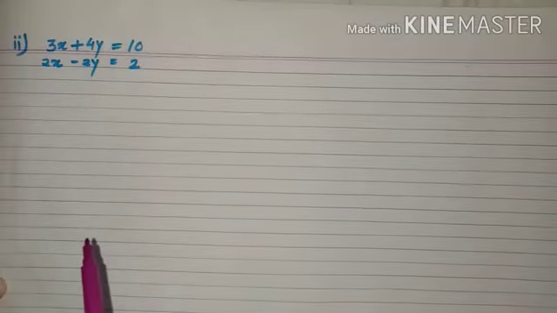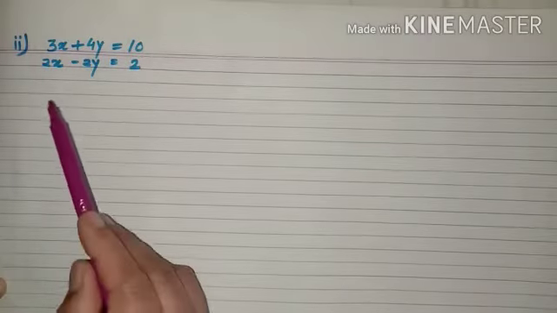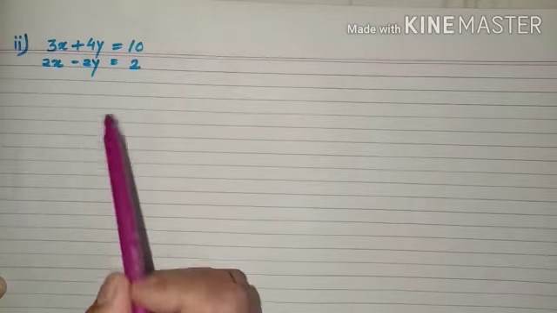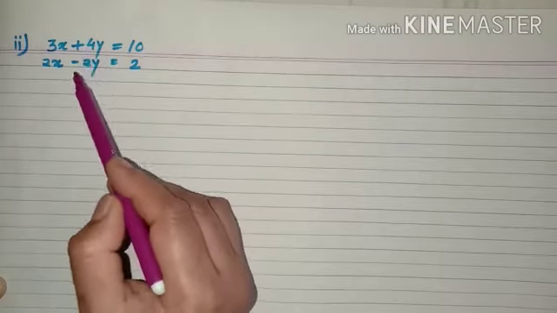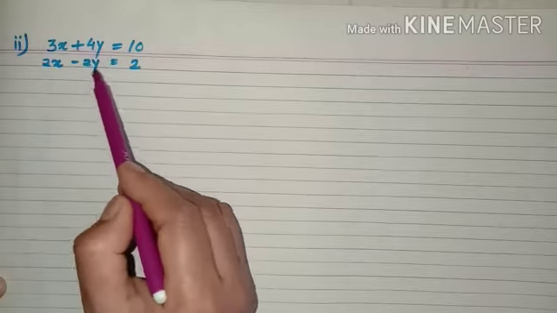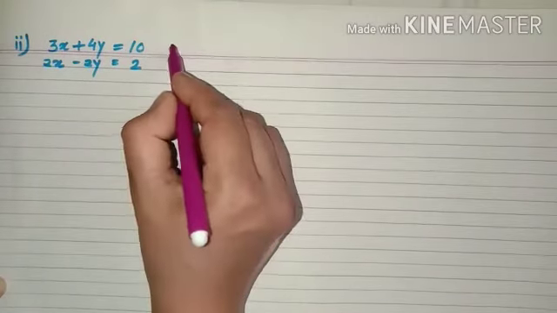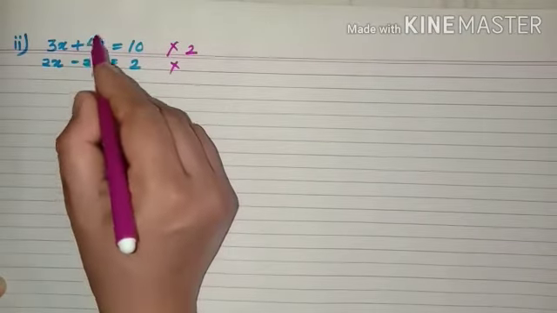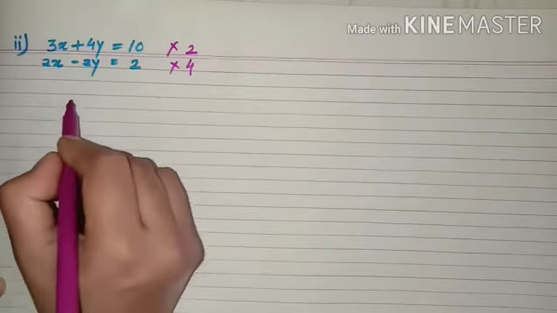Second part is 3x plus 4y equals 10, 2x minus 2y equals 2. Again you have to think which variable you have to eliminate, x or y. In this question I am eliminating the y variable. Here you can see the coefficient of the y term is positive in the first equation, and in the second equation the y term is negative. So which number will you multiply? Obviously in the first equation we will multiply by 2, interchanging the coefficients, and in the second equation we will multiply by 4.